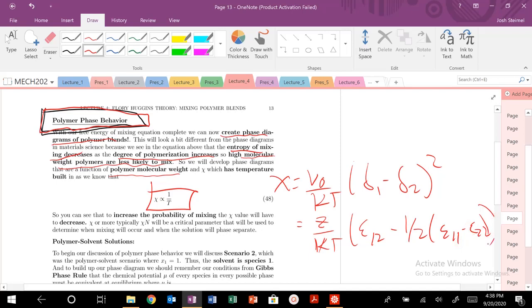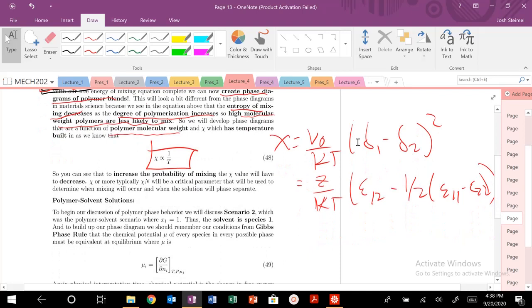So when chi is large, monomers or our species 1 and 2 do not want to mix. When chi is low, or negative, they will always mix. And this makes sense intuitively, right? At high temperatures, things want to mix. If I have high temperatures, my chi is low. This inverse relationship should make sense.